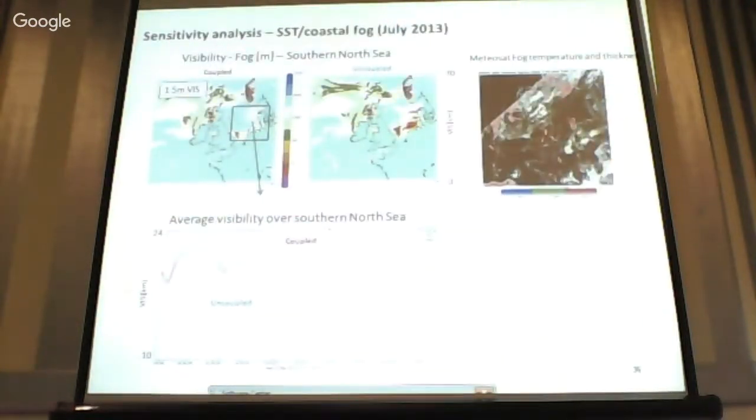Other cases, so we look at coastal fog development. So this is a contrast between a coupled run in terms of visibility, but if we assume here that red blotches are sea fog development, we see much more sea fog for this case in the uncoupled run than the coupled. Again, the uncoupled is relatively cooler. This diurnal warming leads to less fog development.